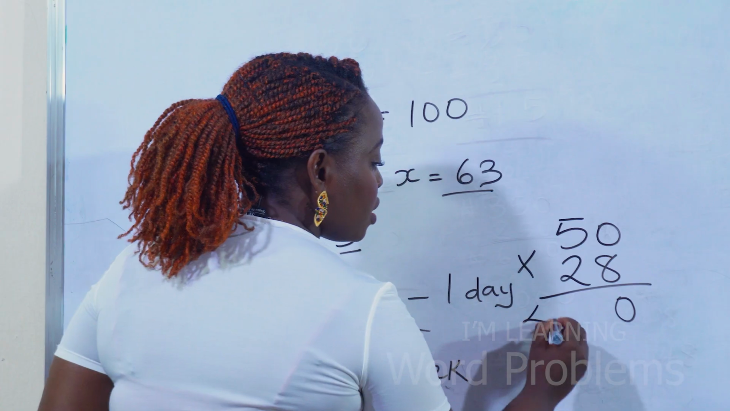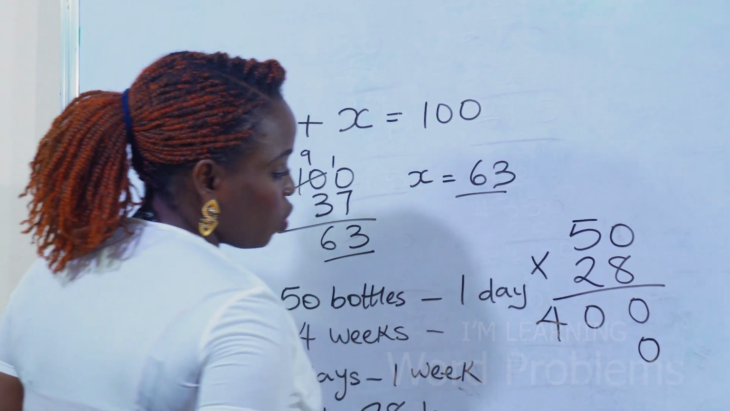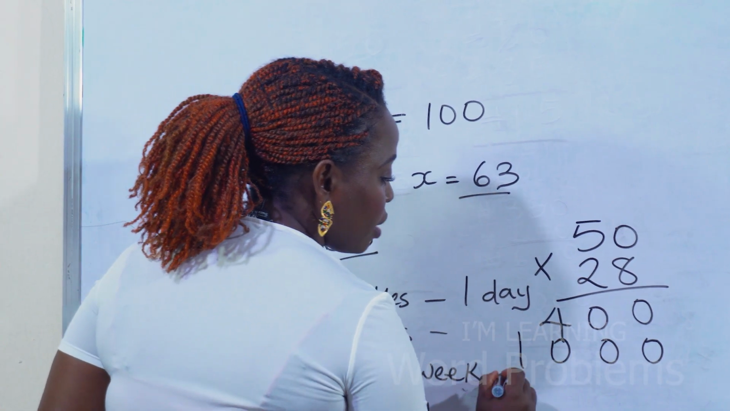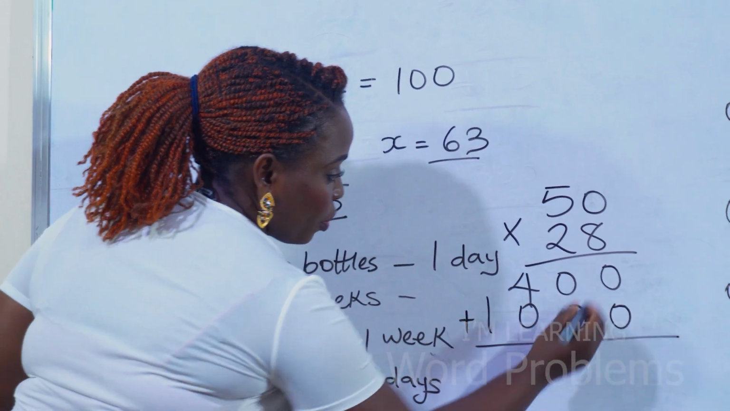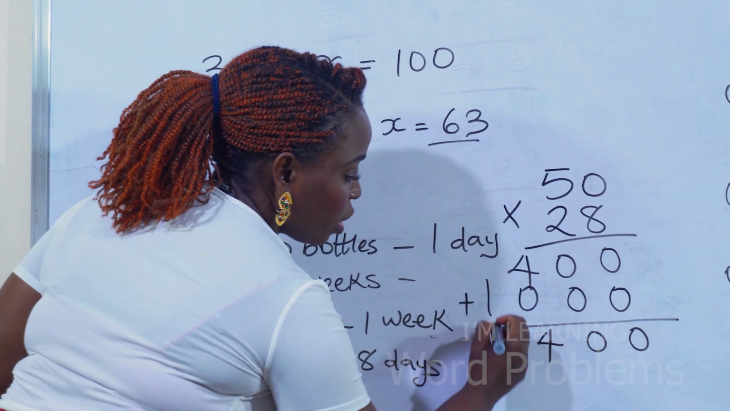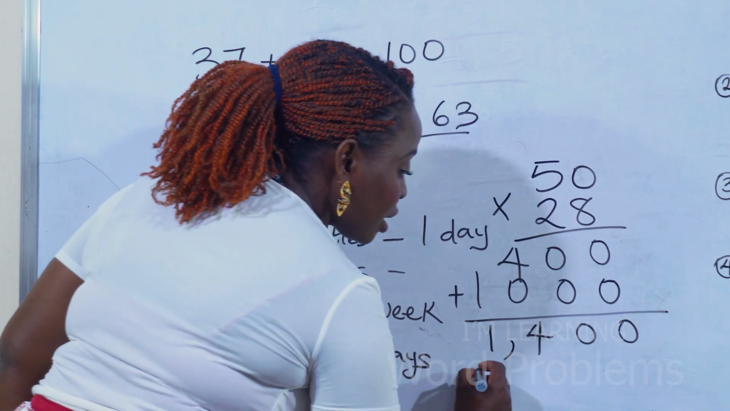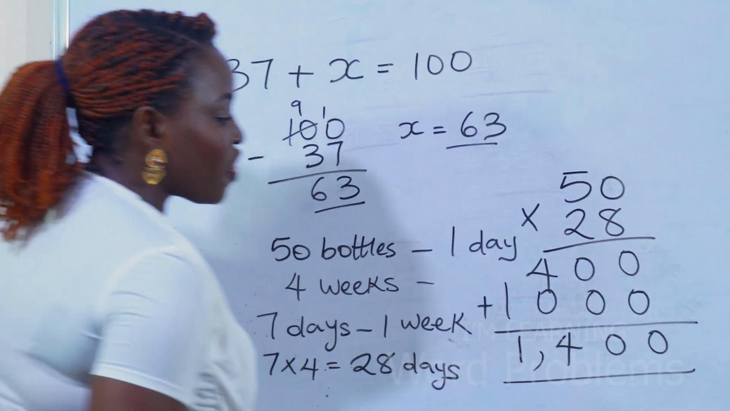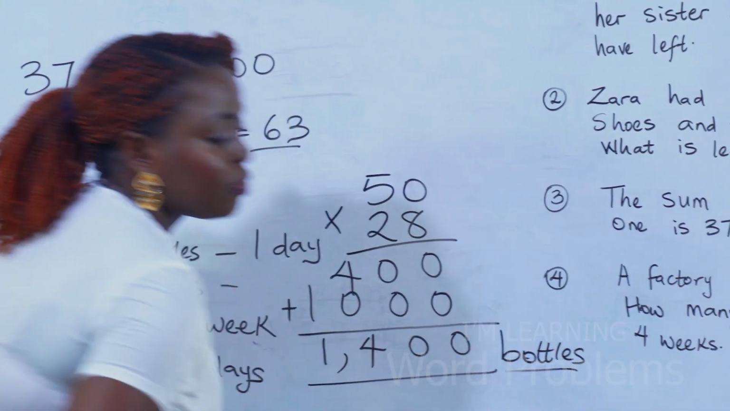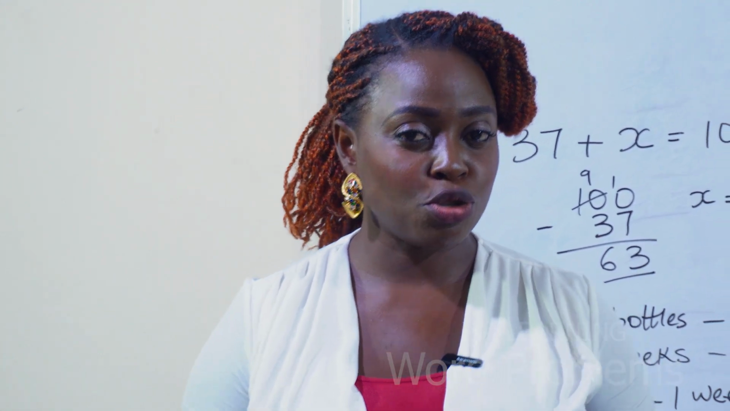8 times 0 is 0. 8 times 5 is 40. Now let's use 2. Because we use 2, we're going to put a placeholder there. 2 times 0 is 0, and 2 times 5 is 10. Now let's add these up. 0 plus 0 is 0. 0 plus 0 is 0. 4 plus 0 is 4. And 1 plus nothing is 1. So that means in 28 days, the company is going to produce 1,400 bottles.